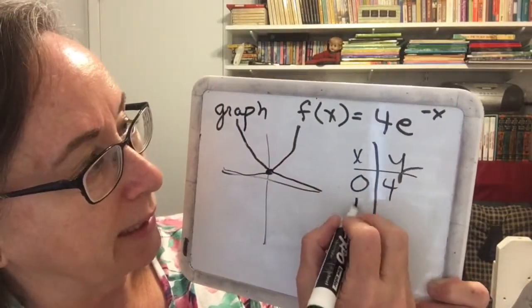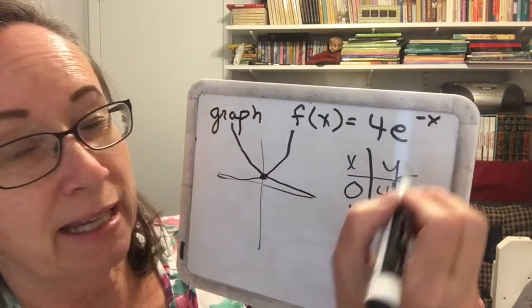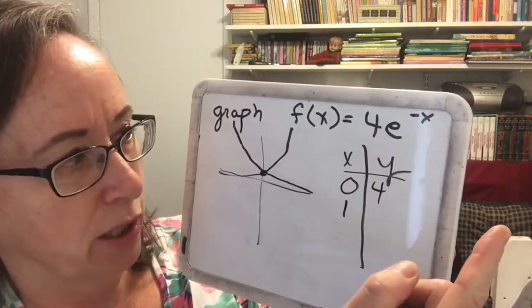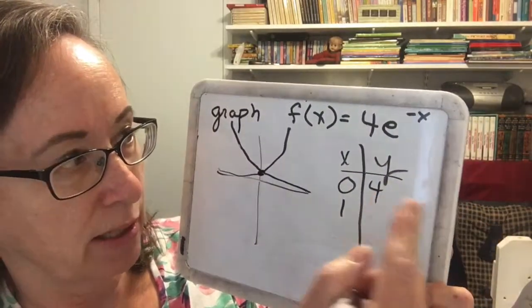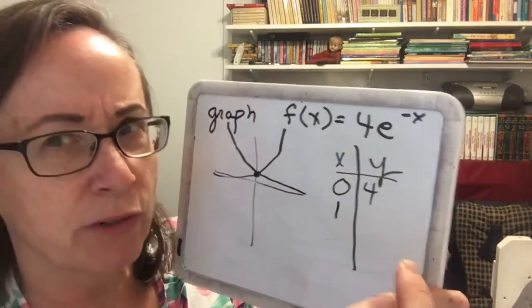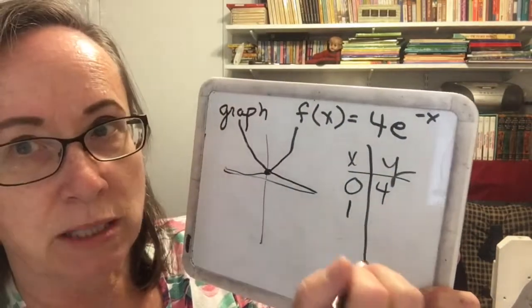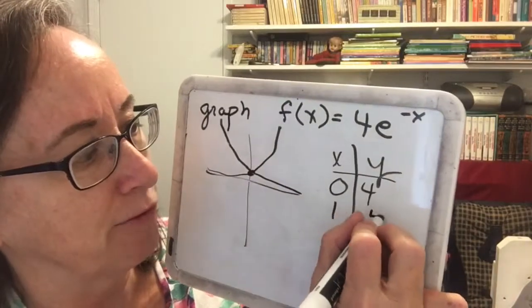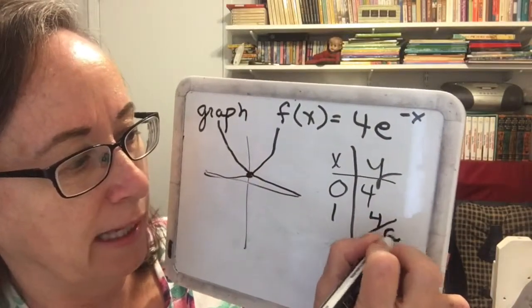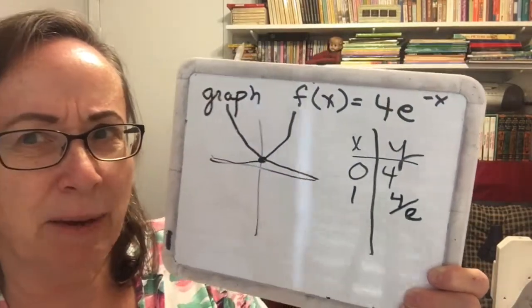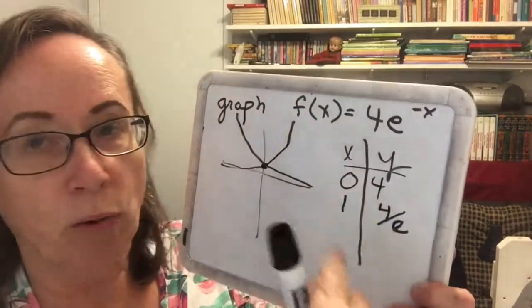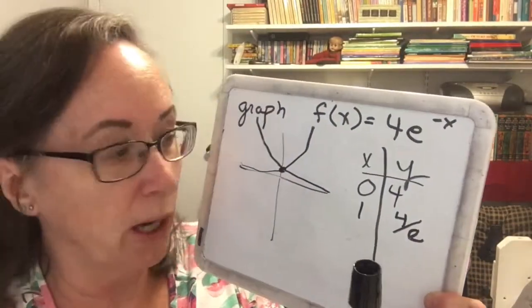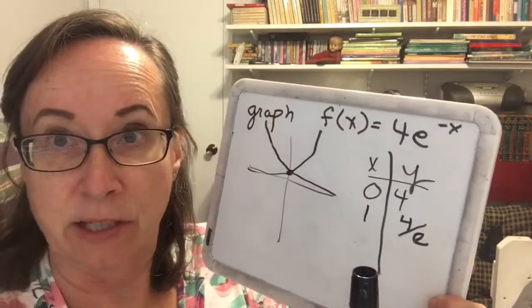Then we could plug in a 1, and we're going to get a 1 over e, because it's e to the negative 1, and then we're going to have 4 times that, so it's going to end up being 4 over e. Now remember, e is about 2.7, so 4 over e is a little bit bigger than 1, but it's less than 2, isn't it?